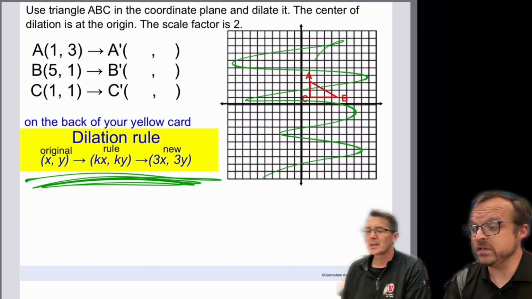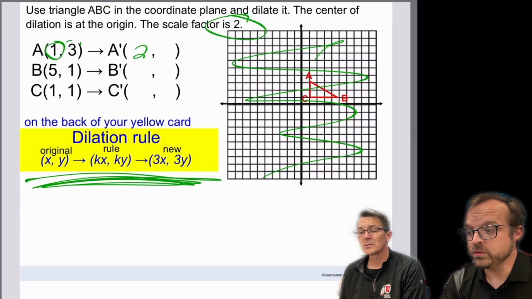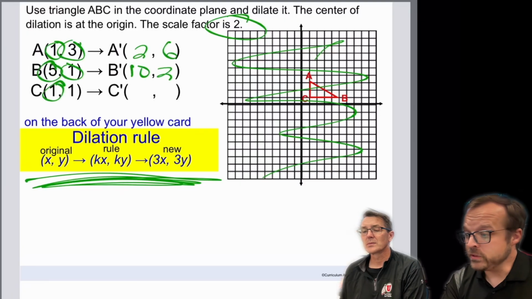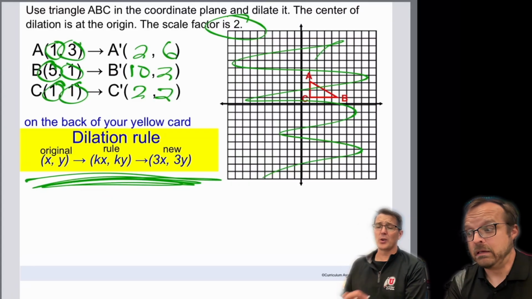Again, we can do this by hand. We don't need the graph anymore. If I have the points, now I know the scale factor is 2, which means multiply all the points by 2. 2 times 1 is 2, 2 times 3 is 6, 2 times 5 is 10, 2 times 1 is 2, 2 times 1 is 2. Time out. Let's take a step back, Mr. Nelson. I don't know what you're talking about.